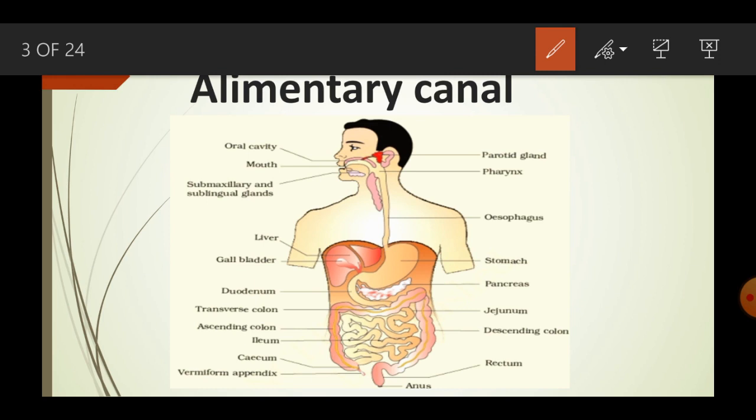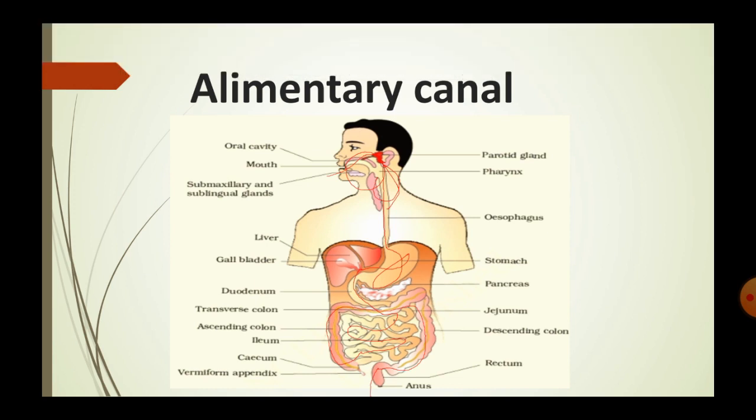To brief, from the mouth, the food enters the buccal cavity or the oral cavity. From the oral cavity, it reaches the pharynx. From the pharynx, through the esophagus, it reaches the stomach. From the stomach, it enters the small intestine, which is divided into duodenum, jejunum, and ileum. From the ileum, it enters the large intestine, which is divided into cecum, colon, rectum, and finally, anus. Now we'll move into detail.